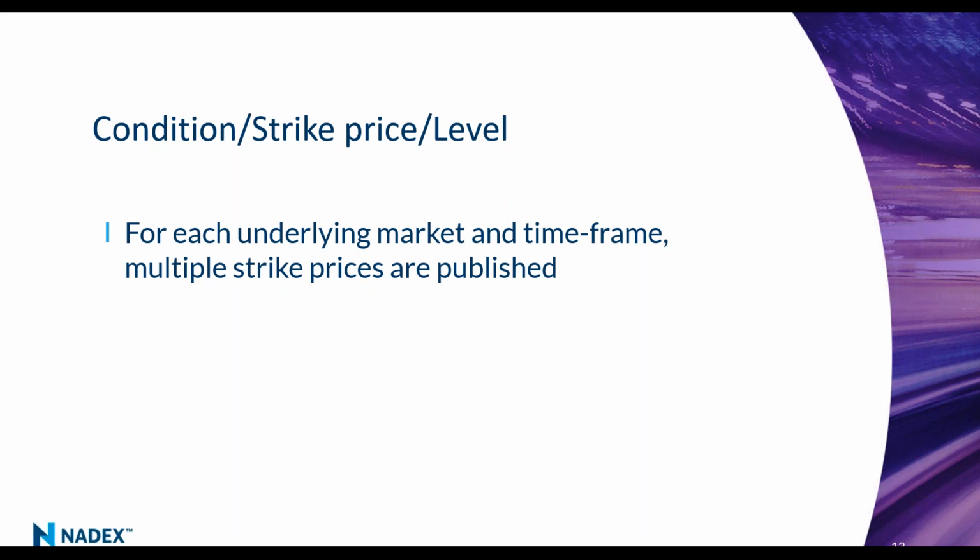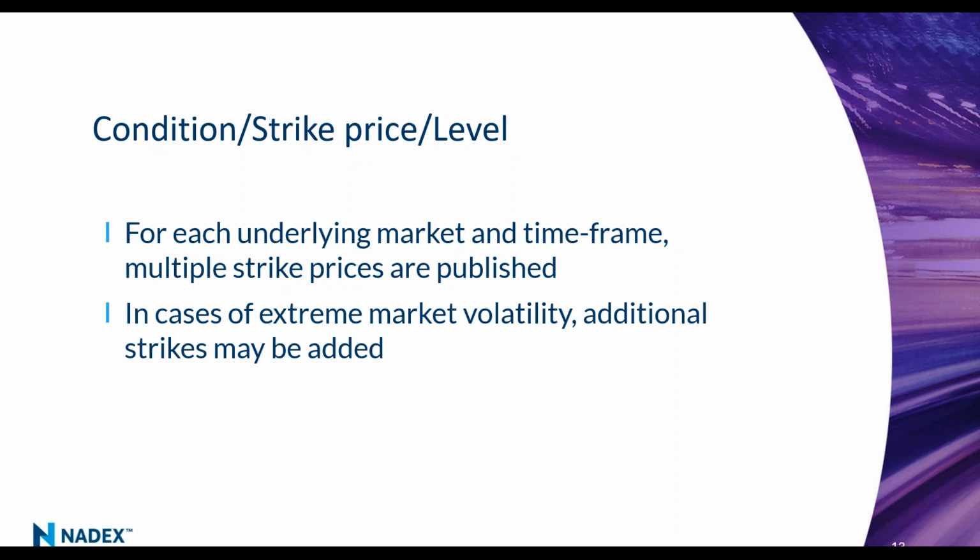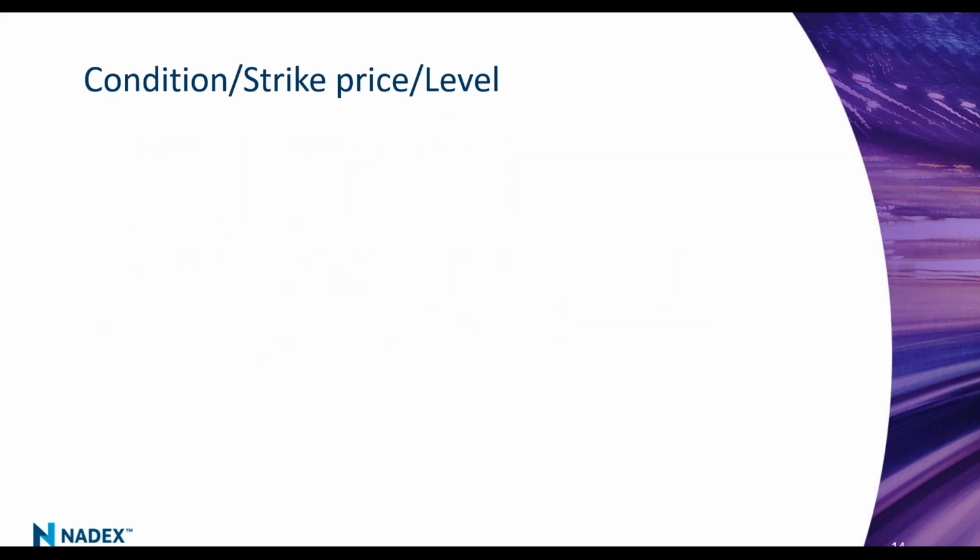But we've got binaries across a bunch of different underlying markets. And for each one of those, we've got different time frames and different prediction levels, different strike prices. So you have plenty to choose from in terms of how you want to make your prediction. And in cases of extreme volatility, I like to mention this now: as time goes on, we may have to add new levels, new strike prices, new conditions, because the market's moved around so much. We're going to give people some additional choices. So you can always take a look, because we're doing that on the fly.